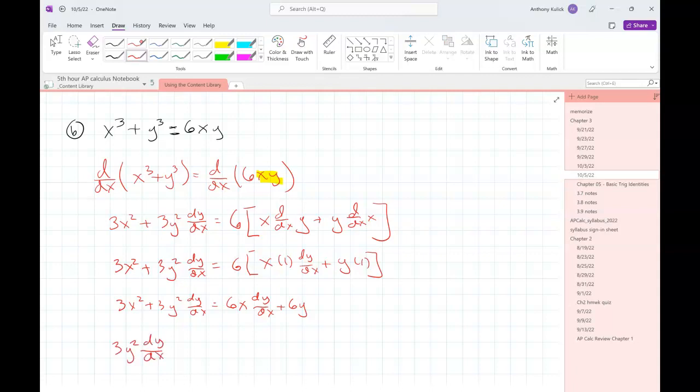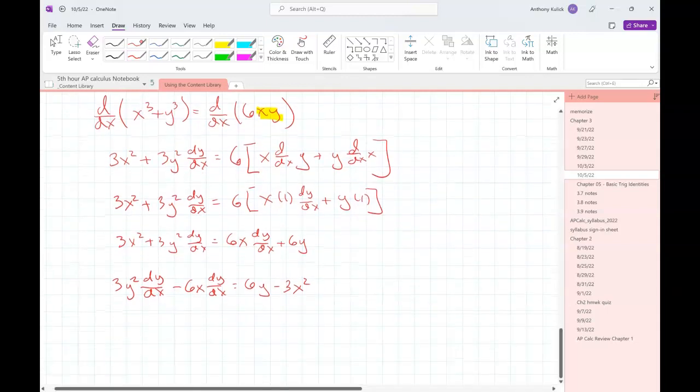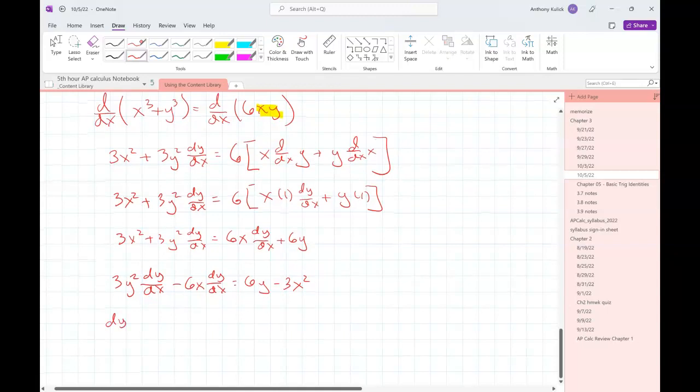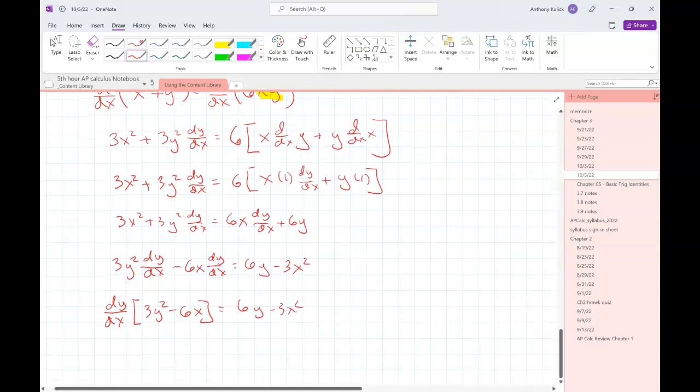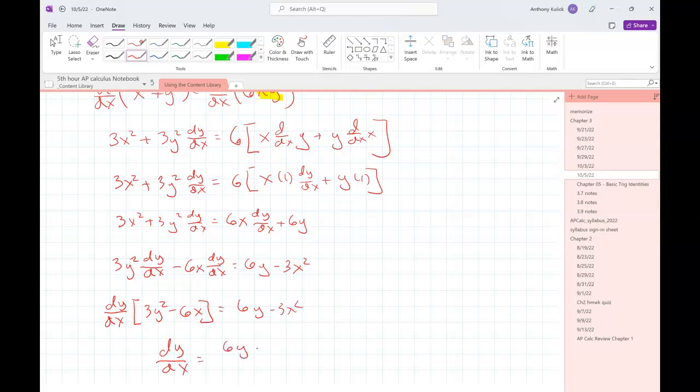So I'm going to subtract over the 6x dy dx, and then I'll subtract over the 3x squared, so that all my dy dx's are on the same side. I'm then going to factor that off, and then divide by the 3y squared minus 6x to get the dy dx by itself. Awesome.